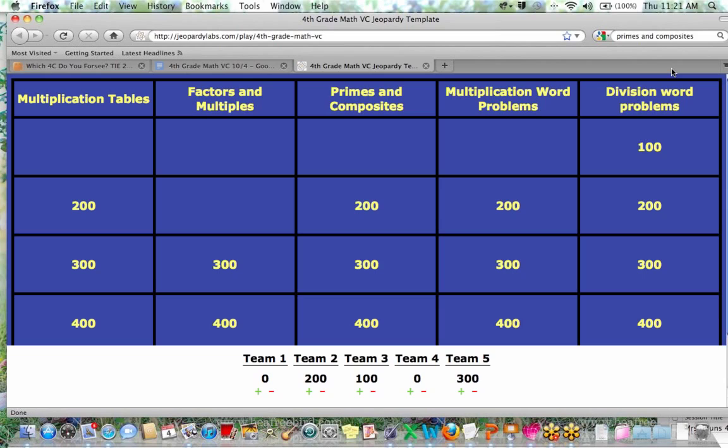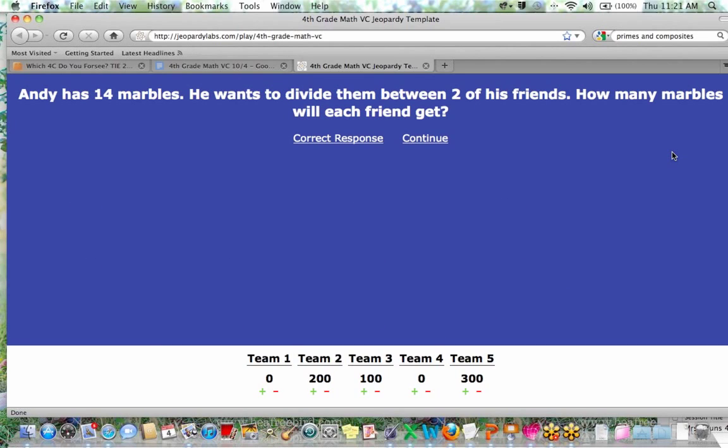All right, well, let's be challenging then and do some division. Okay. This stuff is fun. Andy has 14 marbles. He wants to divide them between two of his friends. How many marbles will each friend get?